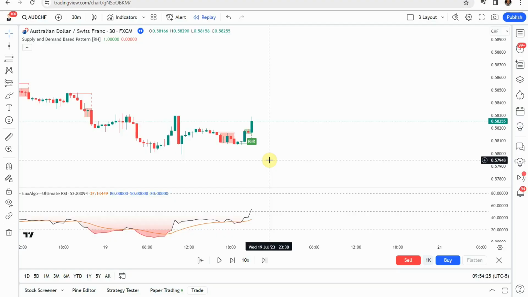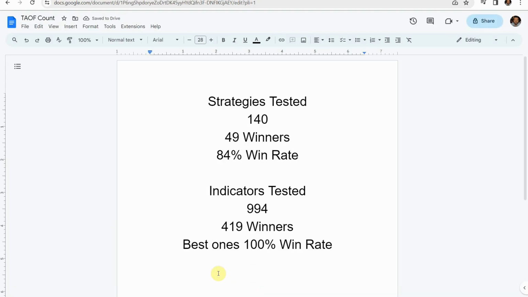Alright, as I said, today we will be testing a supply and demand trading strategy. Before we do though, I wanted to put the testing scoreboard up for everyone to see. So to date, we have tested a total of 140 different strategies, with 49 of them being winners. The best ones so far were able to achieve an 84% win rate. That is the Academy of Forex strategy with the Z-score probability indicator. We've also tested a total of 994 indicators, with 419 of them being winners. Now keep in mind that we test most of these indicators and strategies on the Forex and crypto market, but they can be applied to just about any market and time frame universally.